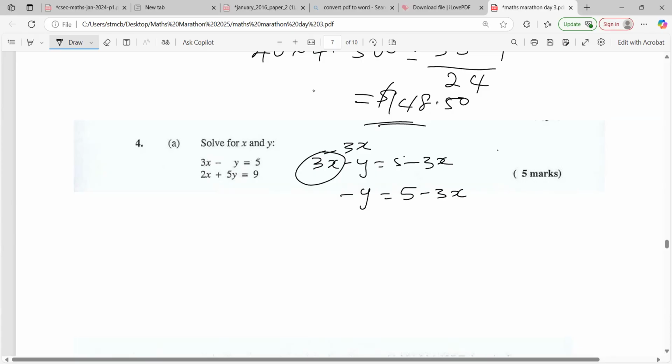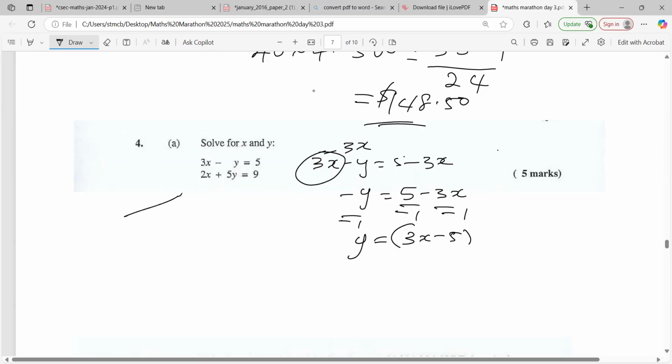Now this is a little bit tricky because this is negative 1, so you have to divide 2 by negative 1. Long story short, this is going to become positive 3x, and this is going to become negative 5. So this is what y is equal to. y is equal to 3x minus 5.